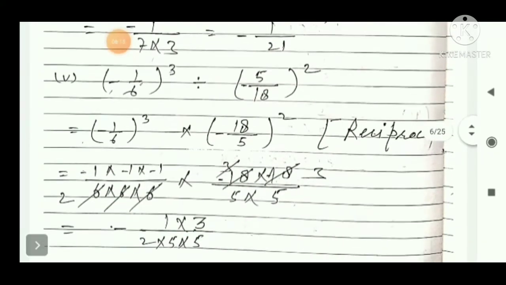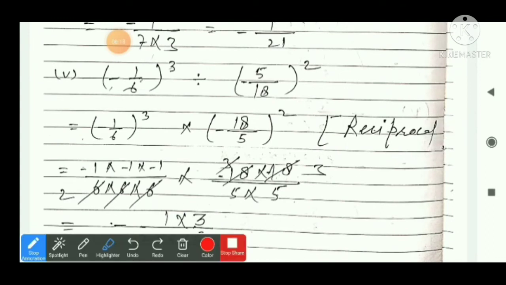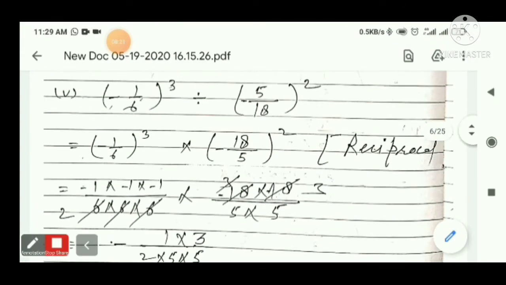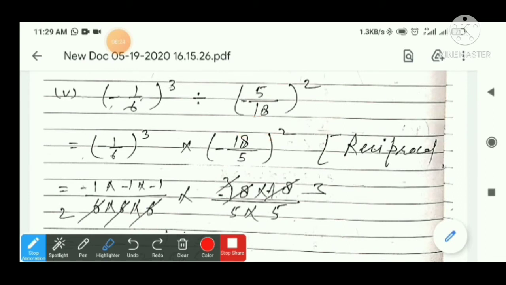Question number 5. Minus 1 upon 6 raised to the power 3 divided by minus 5 upon 18 raised to the power 2. Okay, so minus 1 upon 6 raised to the power 3, so we will multiply 3 times: minus 1 upon 6 multiply minus 1 upon 6 multiply minus 1 upon 6. If this power were even, your answer would come in positive. Minus into minus is plus.